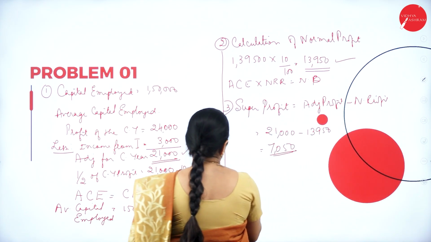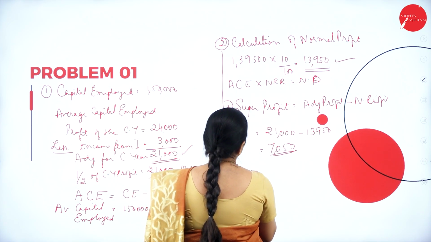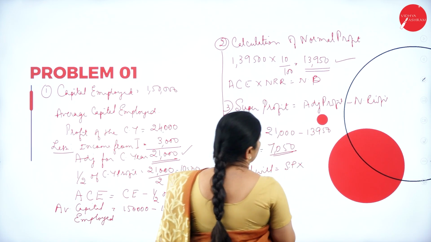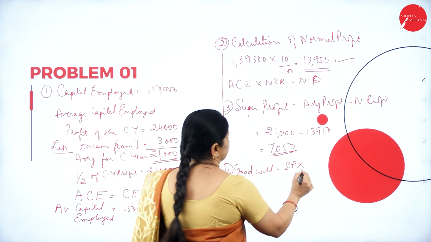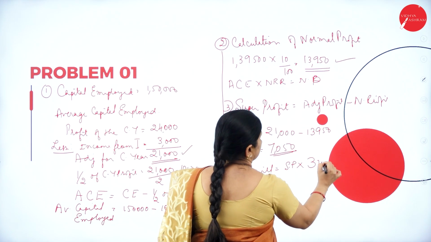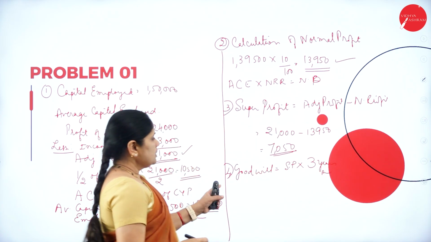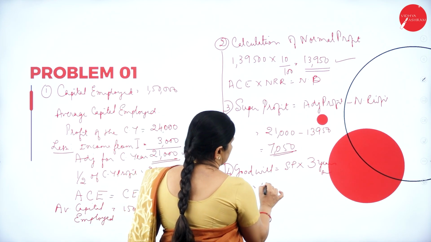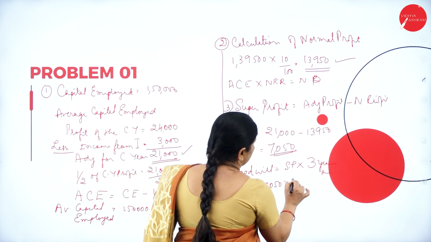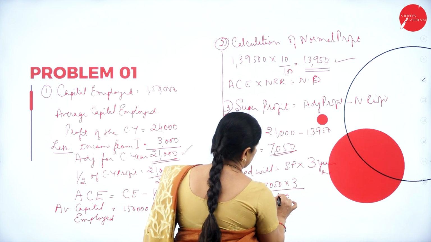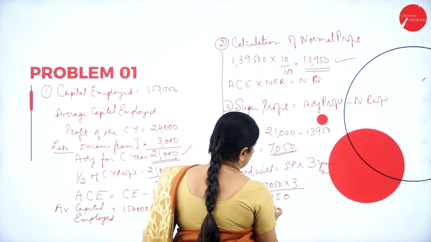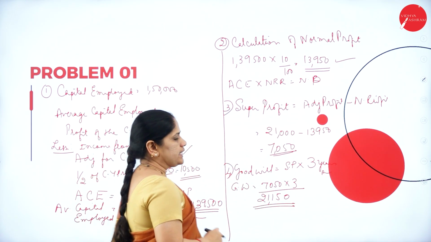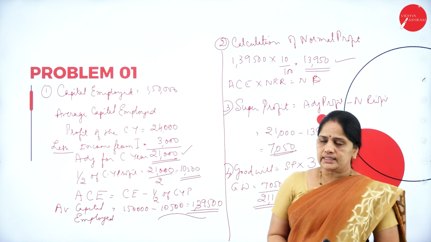Now I have to calculate the goodwill. Goodwill equals super profit into 3 years purchase. So I have the super profit. Now the goodwill will be super profit into 3, that will be 21,150. So in this way we have to calculate the goodwill.